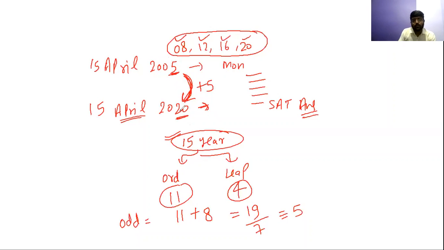From 2005 to 20, how many leap years are there? 2008 will be leap, then 12 will be leap, then again 16 will be leap, and 20 will also be leap. And why are we taking 20? Because we have crossed the time of 29 Feb. We have crossed the Feb.